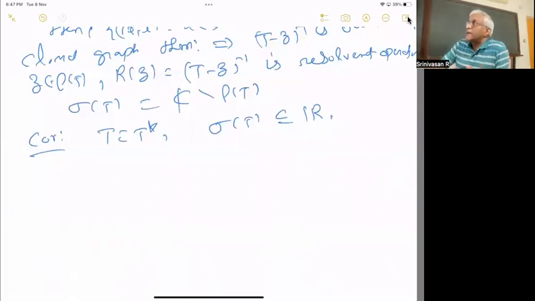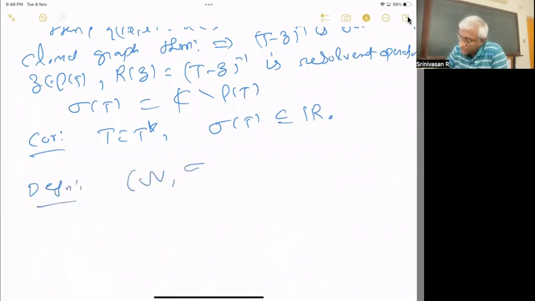Okay, now let's prepare for the spectral theorem. For that we have to define some operators. I have already told you something about spectral measures and spectral projections. I will recall that. So, definition.